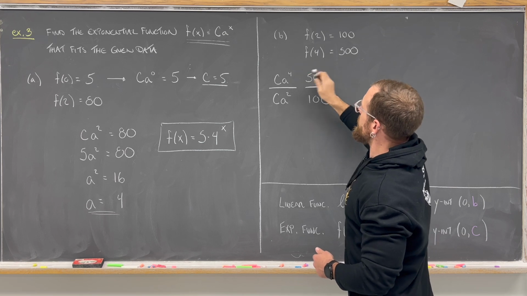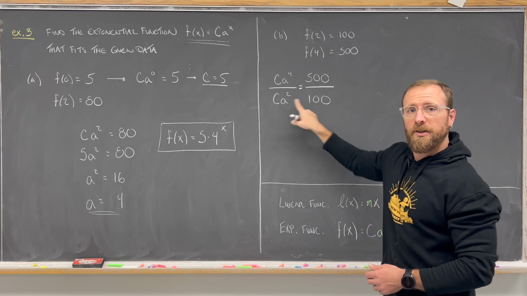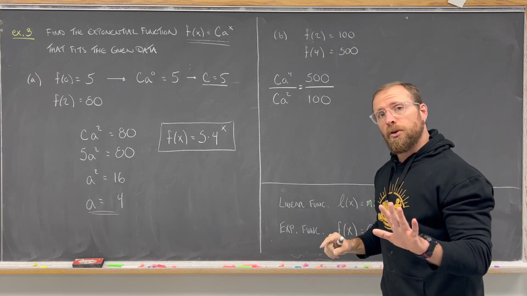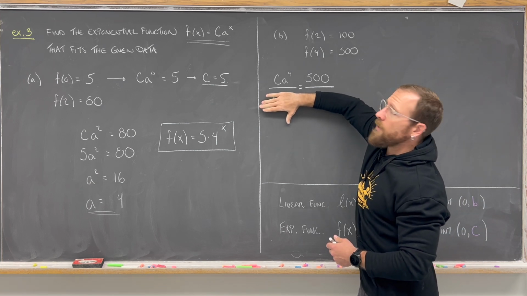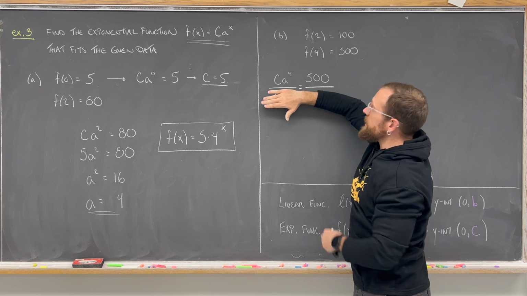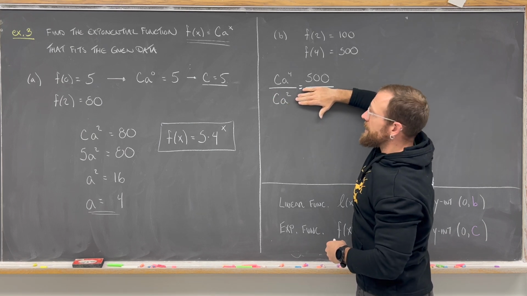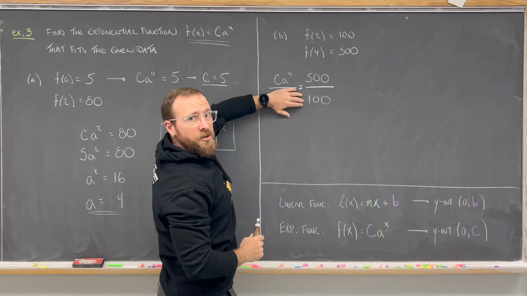So now I'm joining these two equations to make one big equation that says that this fraction is equal to that fraction. And this is true and justified by the fact that I started with equal quantities that I was told were equal. Ca to the 4th equals 500. And I divided the left-hand side by ca squared while dividing the right-hand side by 100.